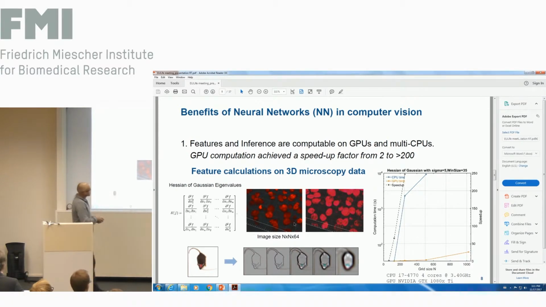If we go now to larger kernel sizes, which is quite consequential, sigma 5, here we have a speed-up of almost 250 for a certain grid size of 512 by 512 by 64. So this is quite a lot.